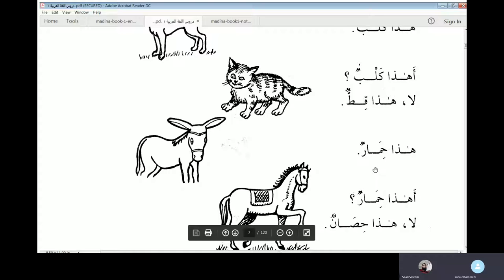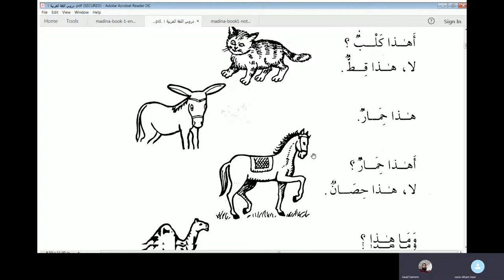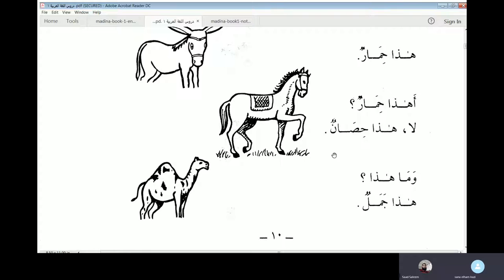Hadha himarun. Himar is donkey. Okay. Hadha himarun? Is this a donkey? La. Hadha hisanun? No. This is a horse.